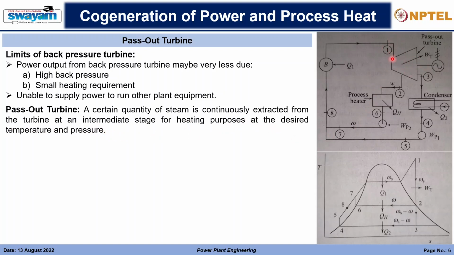Okay, so the turbine inlet is here. The steam is inlet at this point from the boiler. Normally the whole of the steam is getting expanded, right? But we are extracting some amount of steam from an intermediate stage of the turbine through this process that you can see, and this steam will be going to the process heater. Accordingly, the condensed water will be pumped back to the boiler.